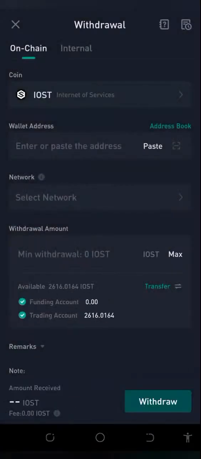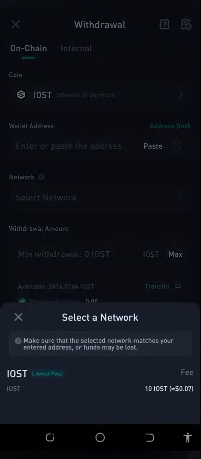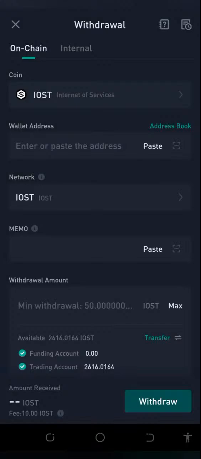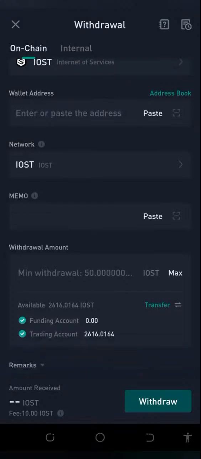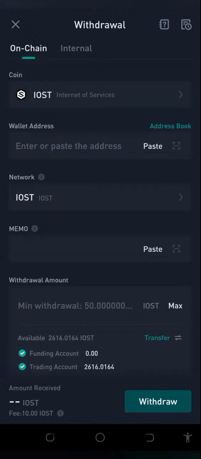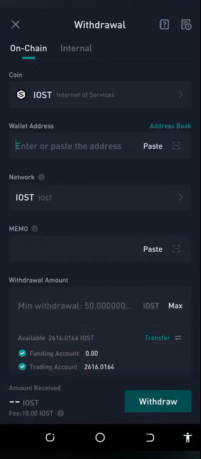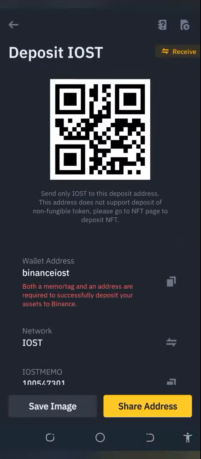So, and the network is IOST. Yes, IOST. Correct. Where's the address? Okay, so I was looking for the address. That's it. Okay. Sorry, I think I copied the wrong thing. Let's just go back and copy the right thing.